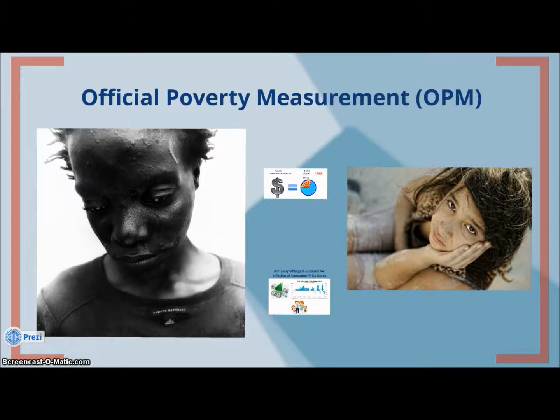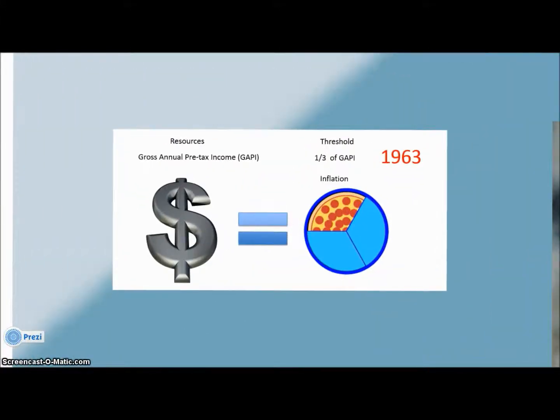The OPM is annually updated for any changes caused by inflation. However, the OPM is a very narrow and oversimplified evaluation of poverty in America. The OPM measures poverty by calculating gross annual pre-tax income through a threshold that is set at a minimum cost of 3 times the average food diet. However, this average is from data that was obtained in 1963.